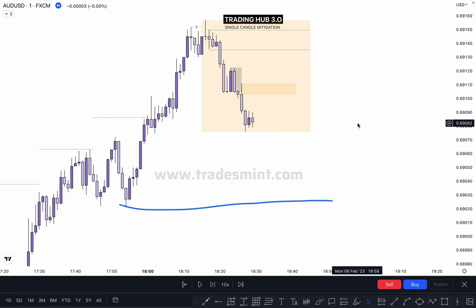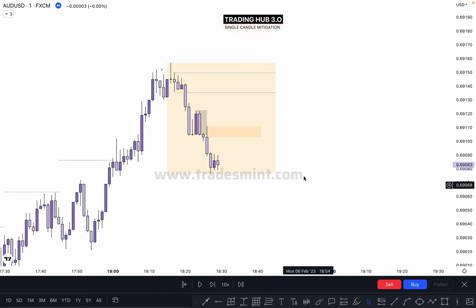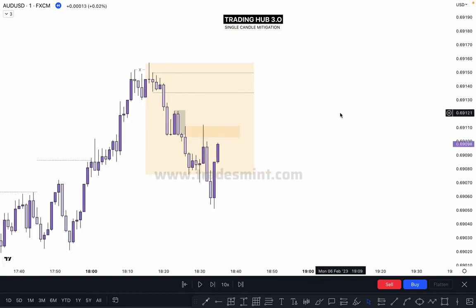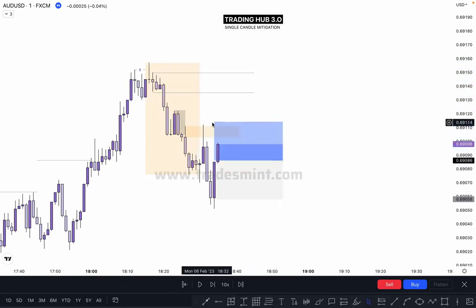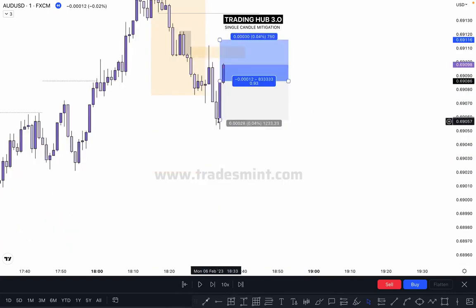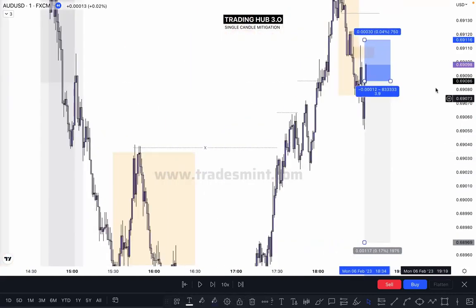Okay, so let's see what happens next after this one. You have to wait for it to mitigate this one. The first one is here. Okay, look at this one. The market has taken out the liquidity here, right? So how can you deal at this time? Simply you can put the sell limit here and stop loss just above it and target the major 15-minute low, which is here.